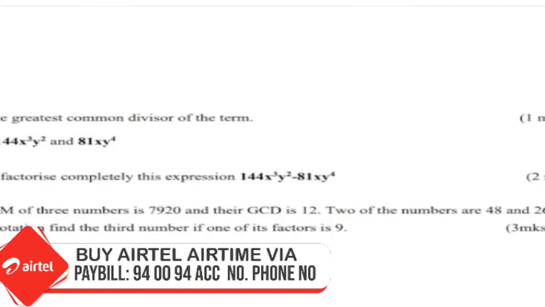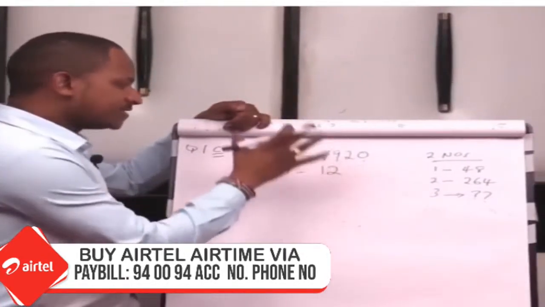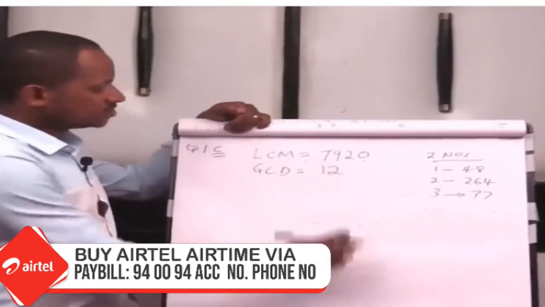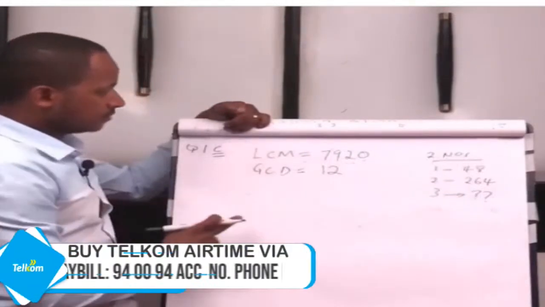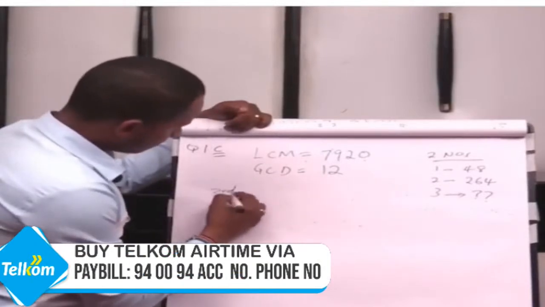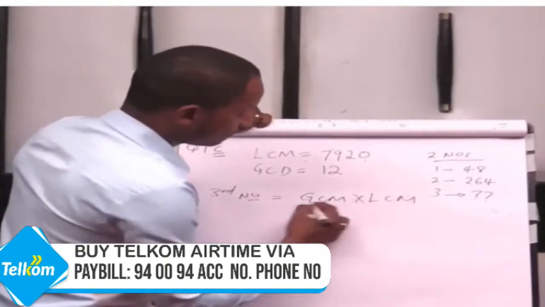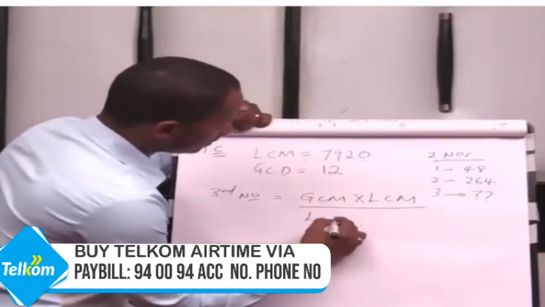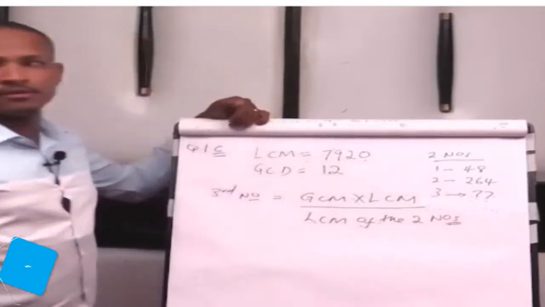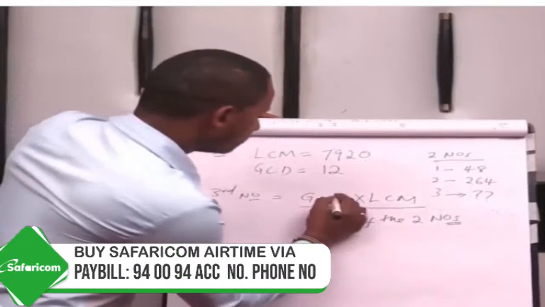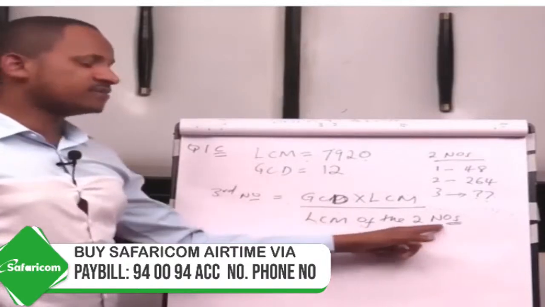If you're given such a question, first of all, just smile because it's so easy. These are easy marks. So anytime you are given a challenge where the GCD is given, the LCM is given, and you are given two of the numbers and they want a third number, just say the third number equals the GCD times LCM over the LCM of the two numbers.